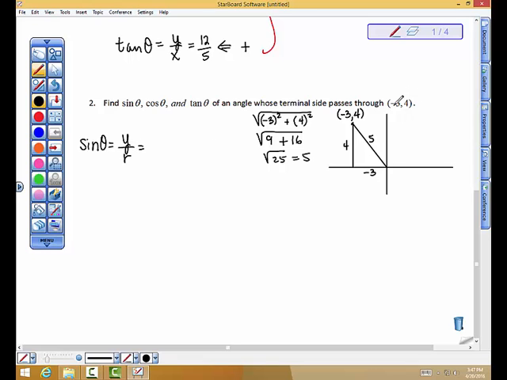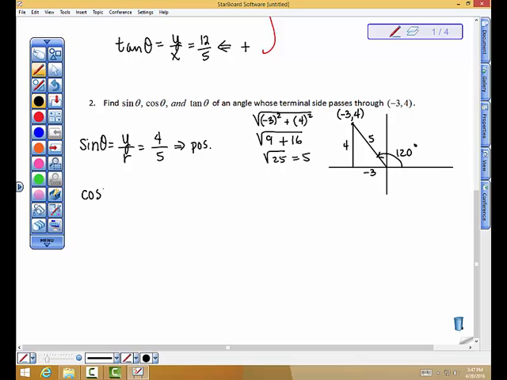And in this ordered pair, right here, my y value is 4, and my r value is 5. And I see that the sine of that angle, whatever it is, it looks to me like it's a 120-degree angle, is going to be a positive number. I don't care that it's 4 over 5. I just want you to notice that it's positive.